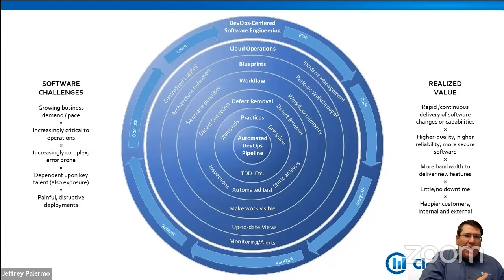If they go away, something bad happens. And also painful, disruptive deployments. We want deployments to be so easy. And the DevOps process, implemented properly, gives us that. Okay, so the value, the things on the right: very little to no downtime, happier customers, more bandwidth for the development team to deliver features.